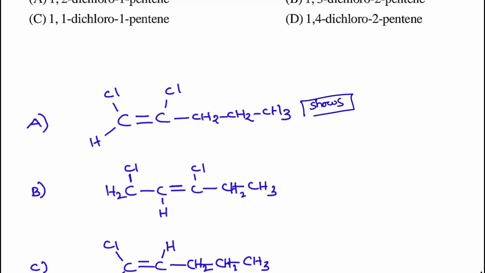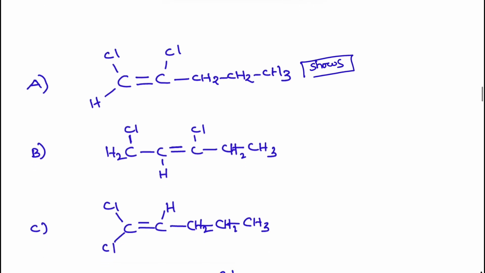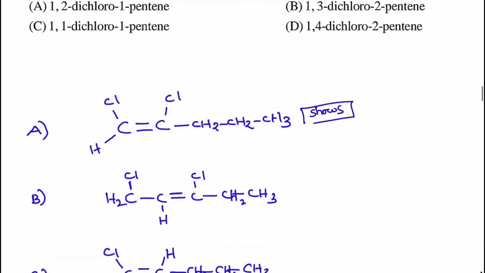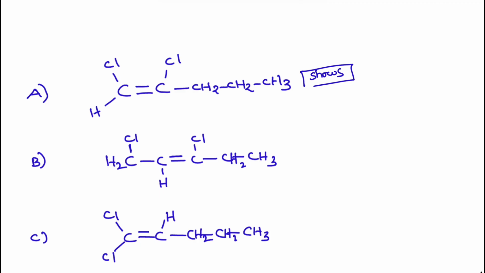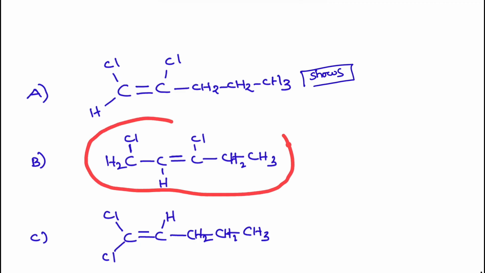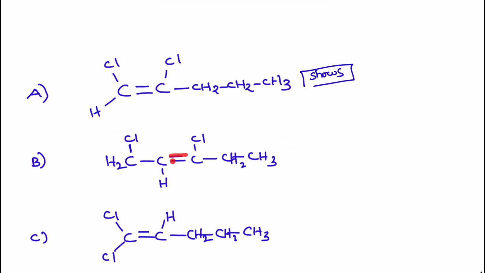But the question is, which of the following does not show? The second one, the name given is 1,3 dichloro 2 pentene. This is the structure. So this is a double bond, and here the carbon has hydrogen and CH2Cl, and this carbon has a chlorine and ethyl group. So this is A, B, D, E structure. It also shows geometrical isomerism, but here we use EZ nomenclature.